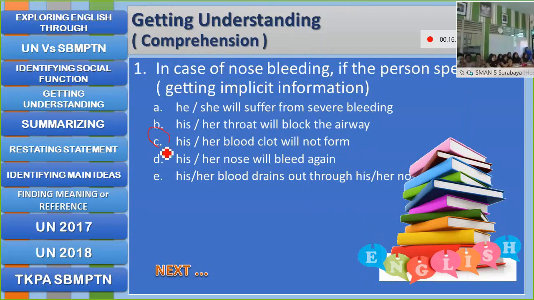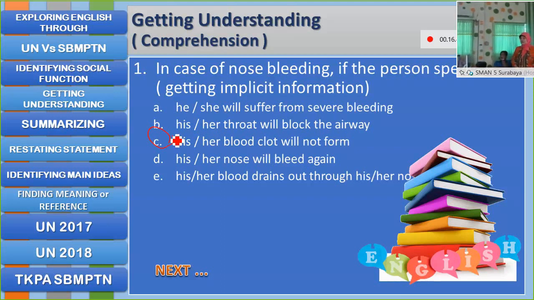Yes, yeah, right. His or her blood clot is not formed. This is another way to say that the person, the blood clot breaks. Blood clot. What do you think of the function of blood clot in this case? Someone is experiencing nose bleeding. When the clot breaks, means that the bleeding stops. So blood clot has the function to stop the bleeding of the nose.